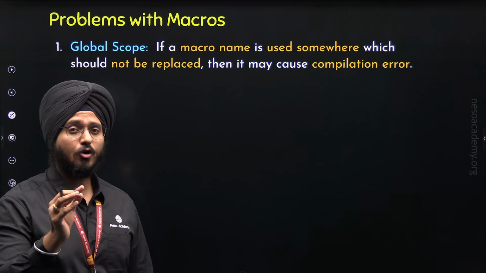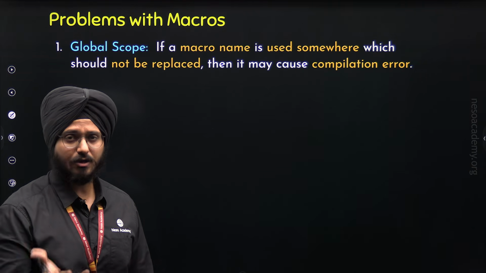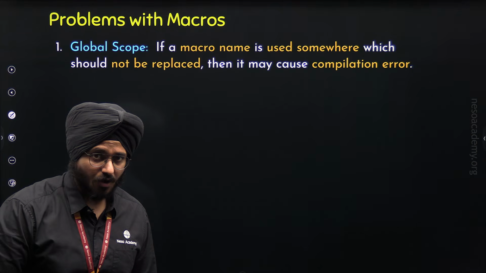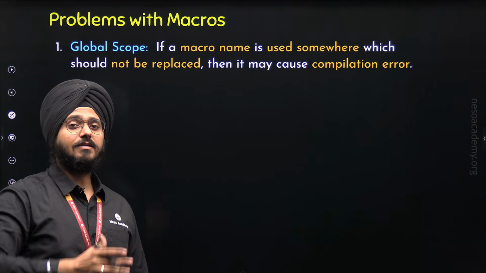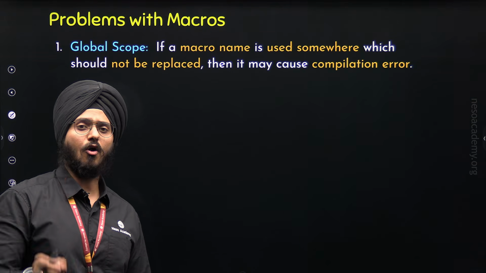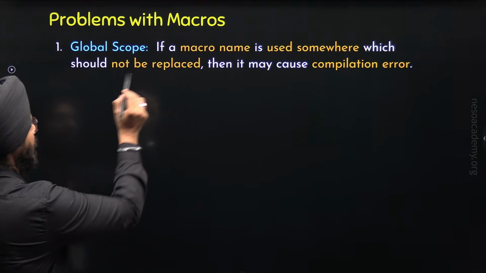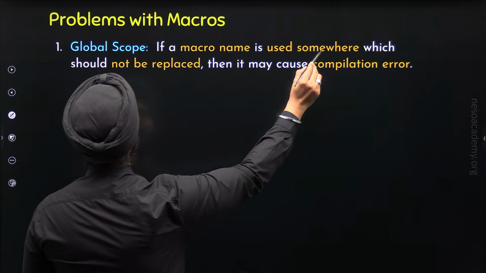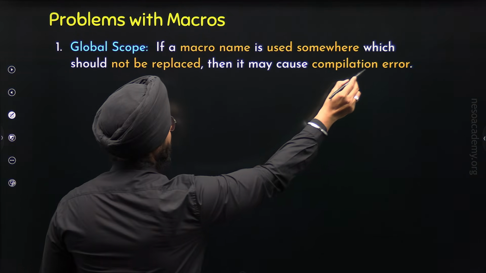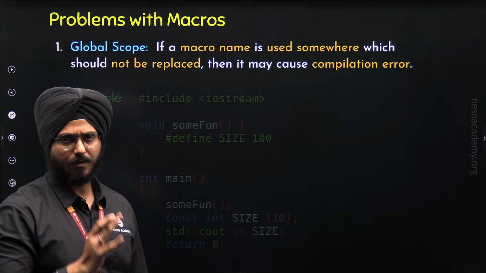The entire program can see that macro and use it. Now there is the problem with the global scope. If we try to define the constant variable with the same name as the macro name, then we may get the compilation error in the code. This is because the macro is available to the entire code and it is visible to the complete code. Due to this reason, we cannot use the same name to define, let's say, the constant variable. This is what I have written here. If a macro name is used somewhere which should not be replaced, just like a constant variable, then it may cause compilation error. To understand this statement properly, let's take one C++ program.